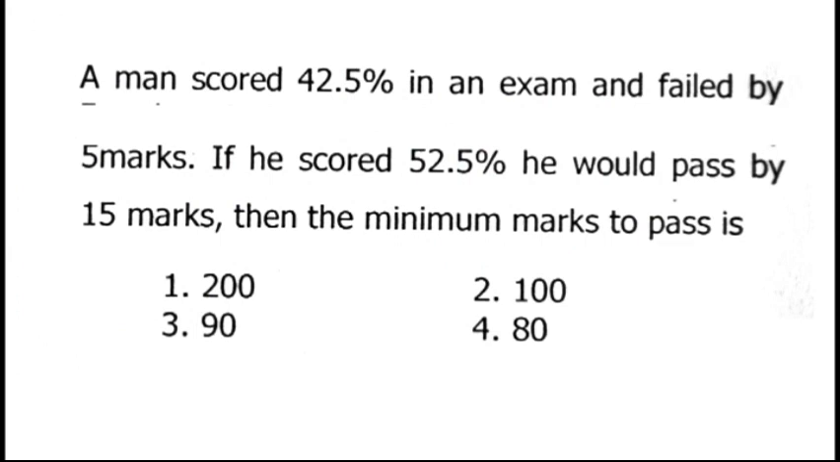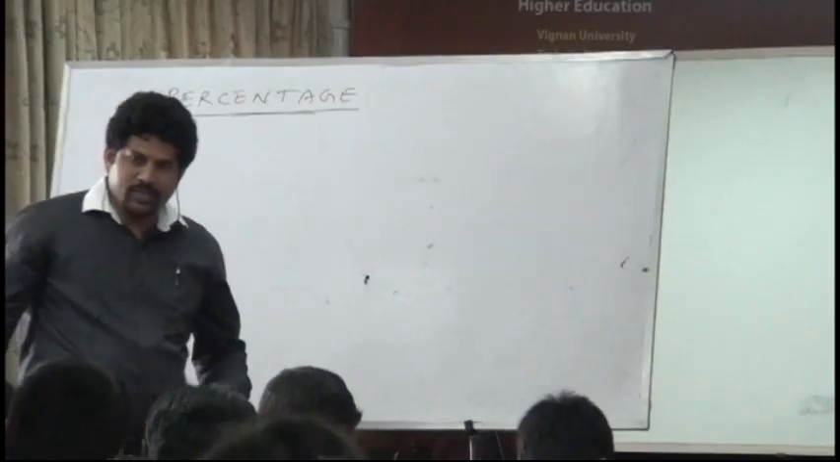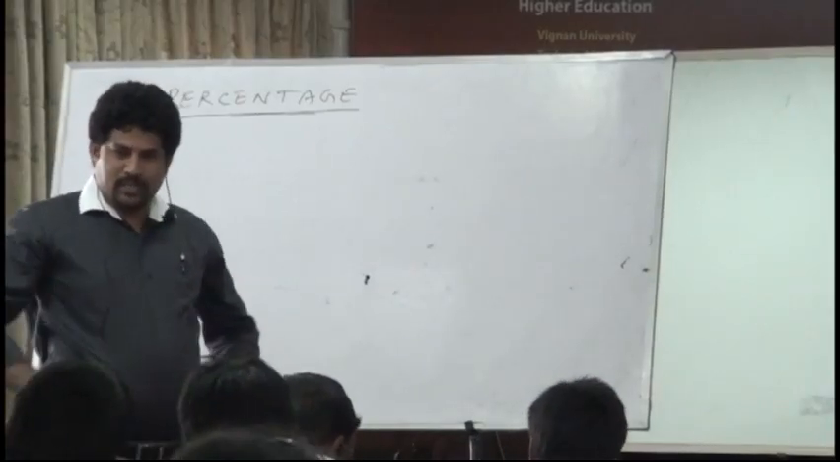A man scored 42.5% in an exam, failed by 5 marks. If he scored 52.5%, he would pass by 15 marks. Then the minimum marks to pass the exam. First he scored what percent? So first time he failed or passed? Failed. Failed by how many marks? Next time he scored what percent? Failed or passed? By how many marks?